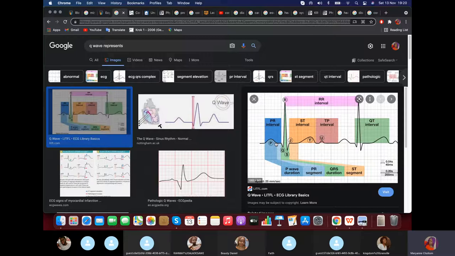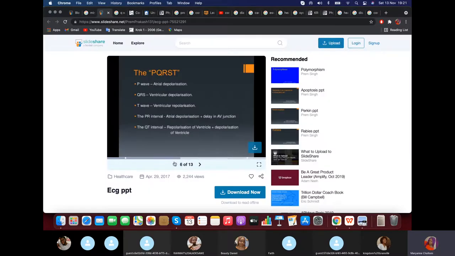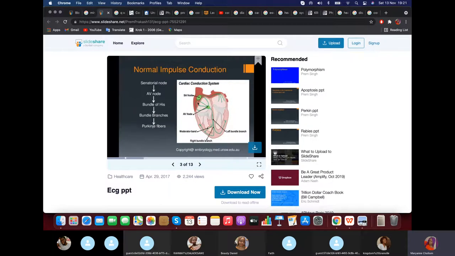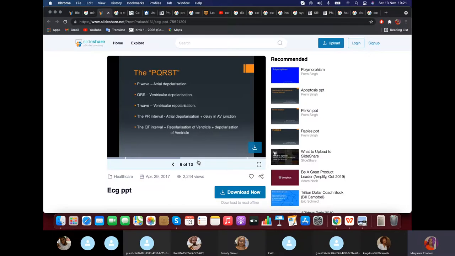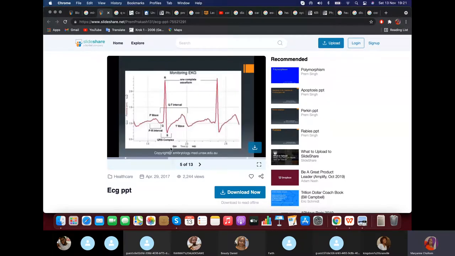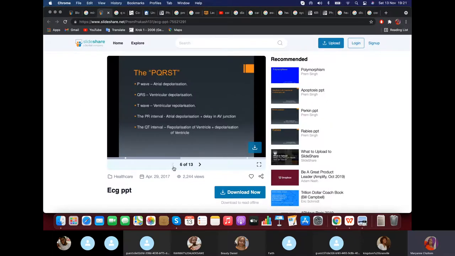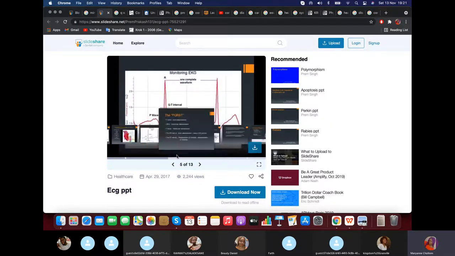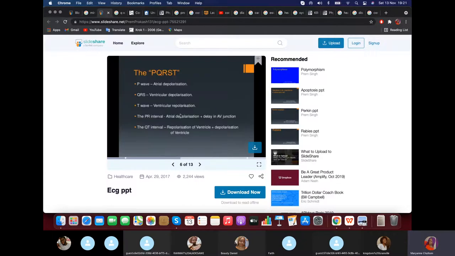It represents your atrial depolarization, and it's indicative of your SA node firing, because when your SA node fires, from this picture, it will depolarize the atrium. You get it? So that's why here they said the P wave is for atrial depolarization, the QRS is for ventricle depolarization, so the ventricle contracting. Then the T wave is ventricle repolarization, so the ventricle relaxing. Someone asked me, where's atria?